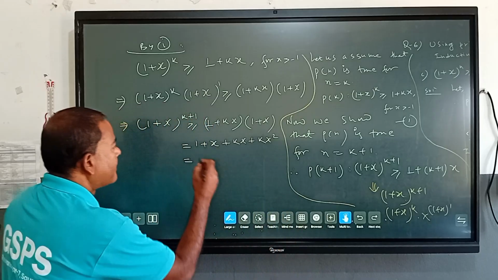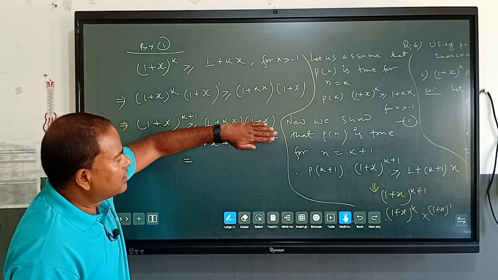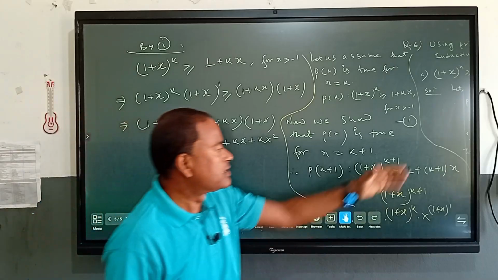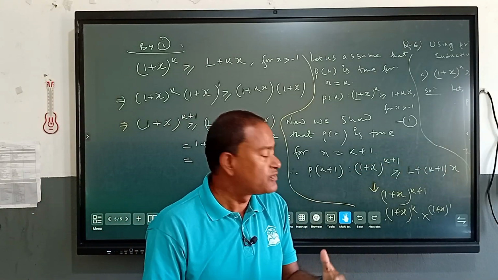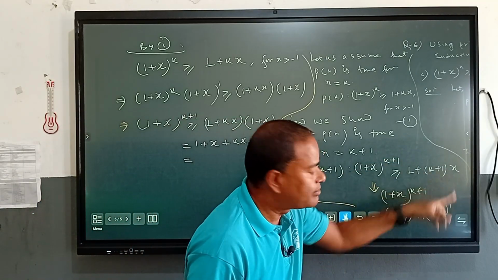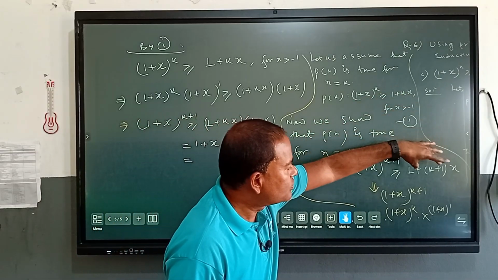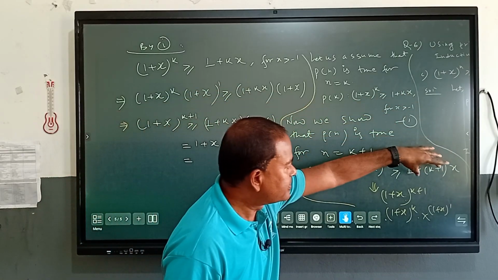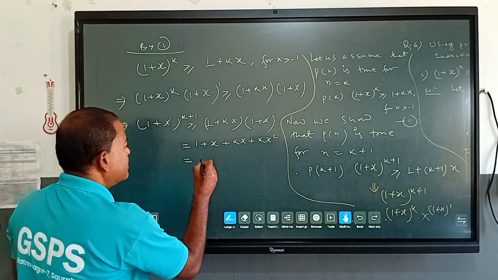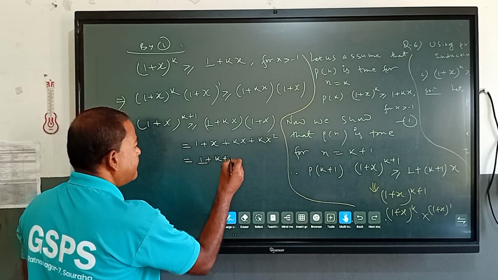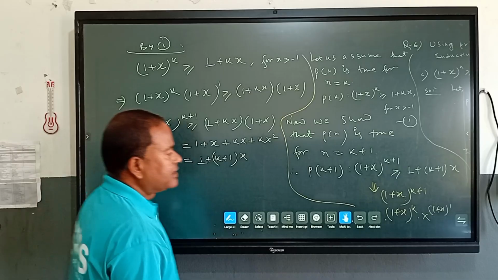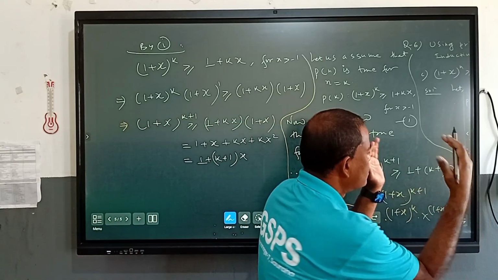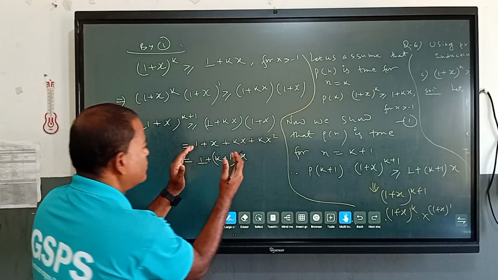So let's forget what we have. So we'll just focus on what we need. So this is the manipulation, this is the trick. So I need 1 plus k plus 1 x. So I'm going to copy this expression over here. So I need the expression 1 plus k plus 1 x on the right hand side. So the same expression I have copied over here.